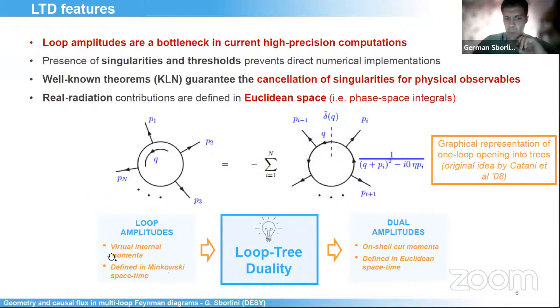We start with loop amplitudes, which are defined with a virtual internal momenta, that is a particle that is off-shell, and that are defined in the Minkowskian spacetime. When we apply this formalism, the loop tree duality, we end up with on-shell cut momenta, that is, we cut the diagram, like in this picture, and we put that line on-shell. So this particle represents an on-shell state. And by doing that, we remove one degree of freedom of the integration, and we have something that is defined in a Euclidean space. So by using this idea, all the ingredients appearing in this framework start to look very similar.